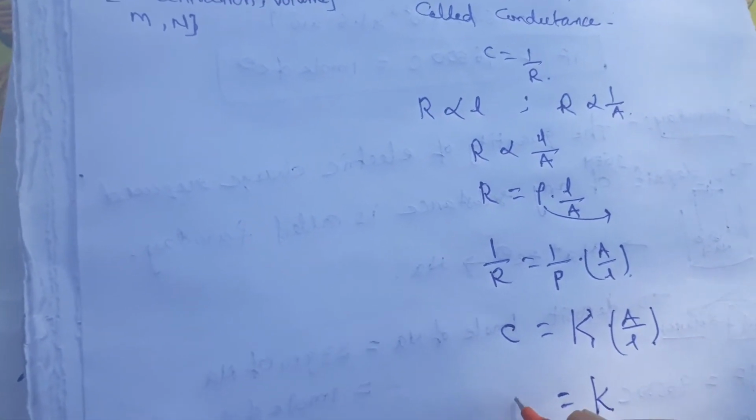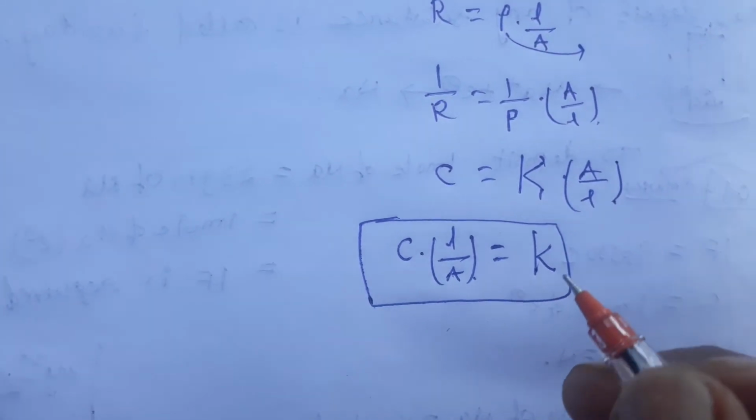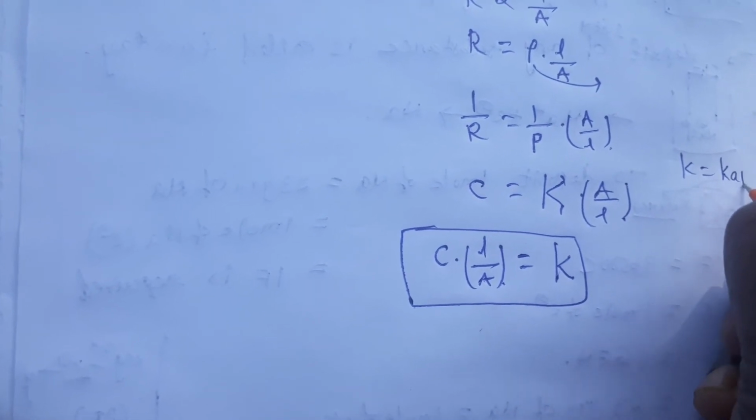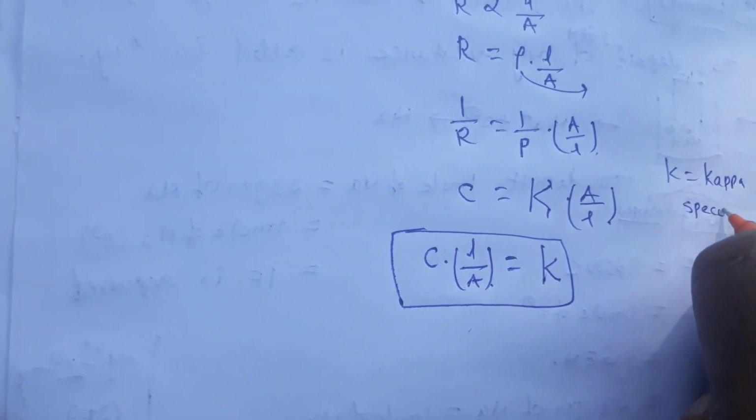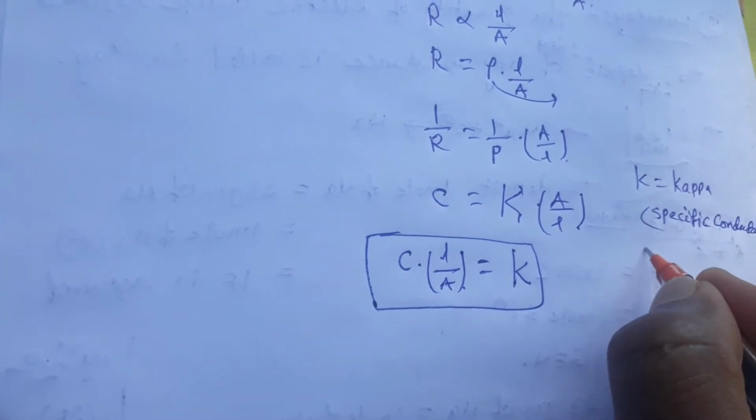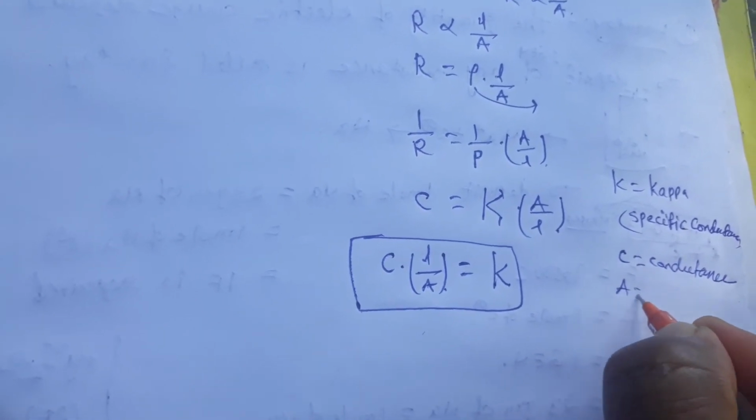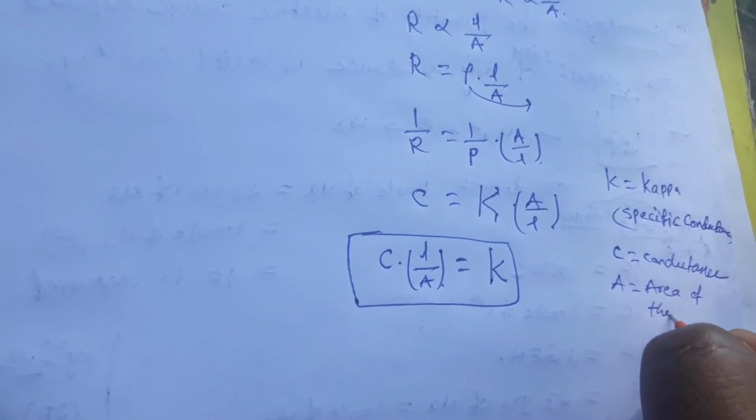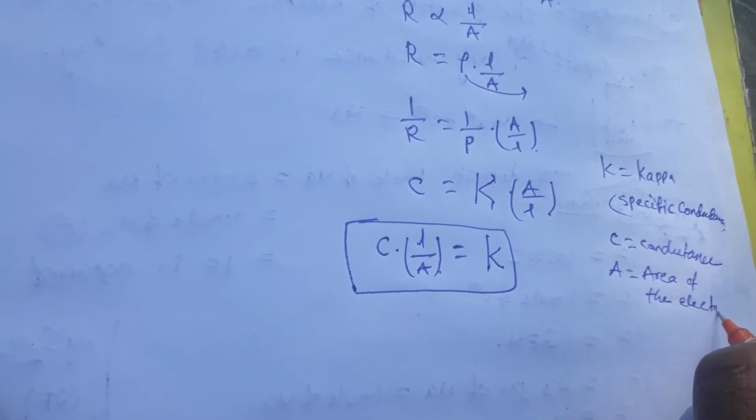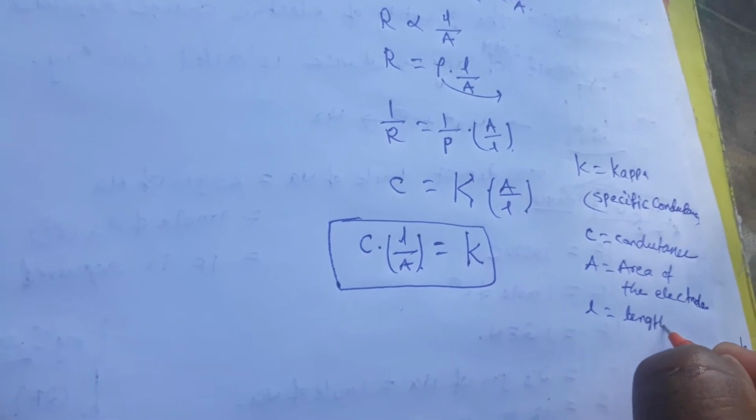So how can I write kappa? Kappa is equal to C into L by A. Here kappa is the specific conductance, C is the conductance, A is the area of the electrode, and L is the length between the two electrodes.